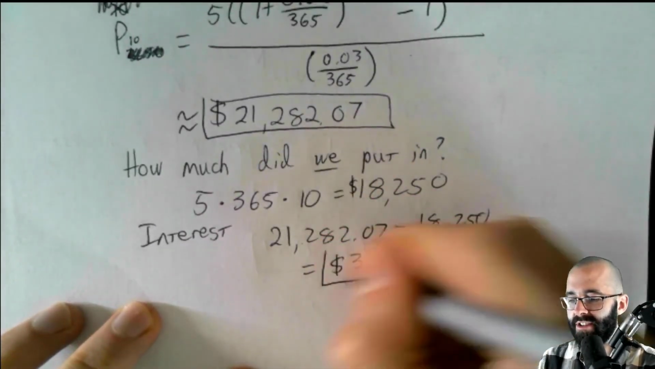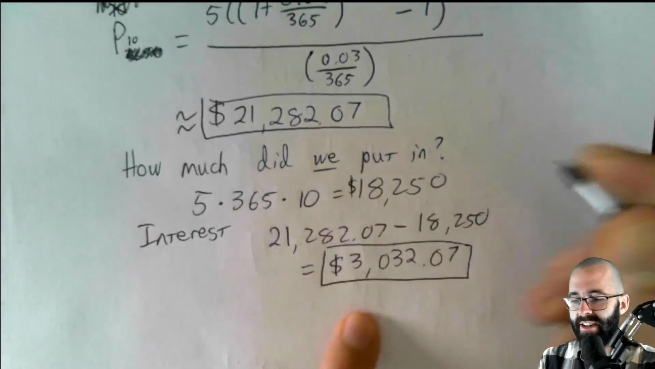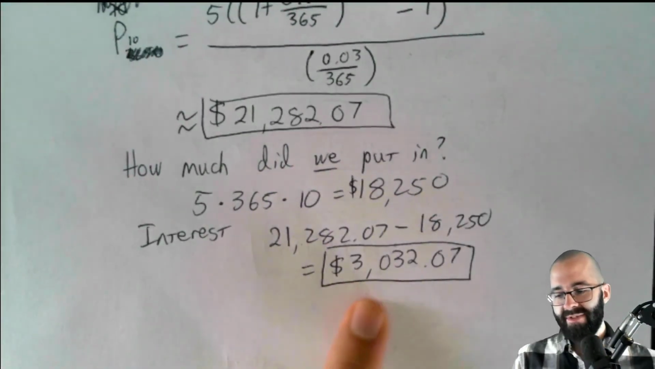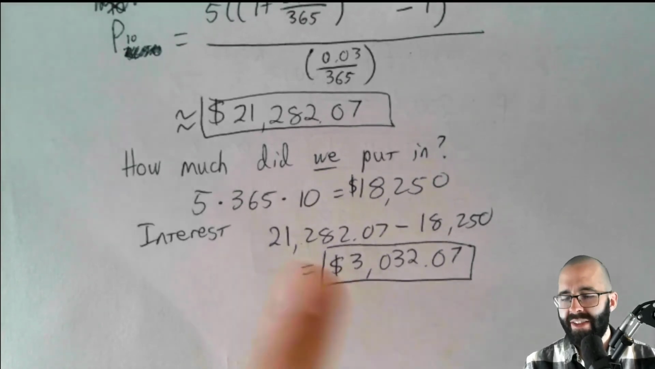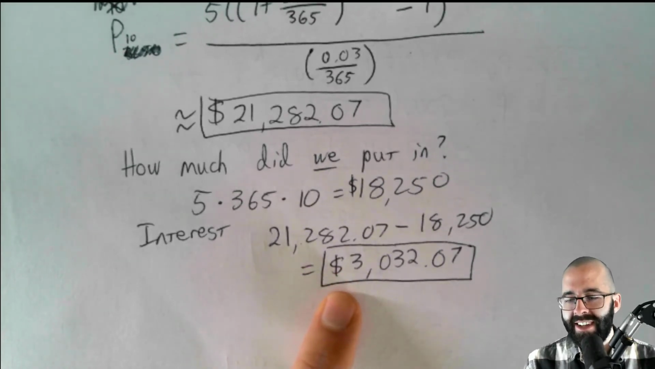Doing $5 a day for 10 years, we still got 3 grand of interest, I guess. I guess that's something. But again, a 3% interest rate is garbage because of inflation.